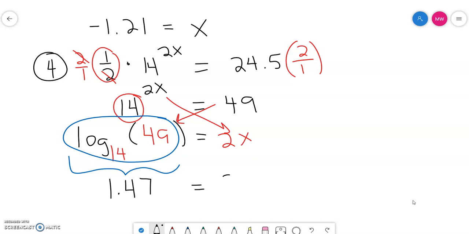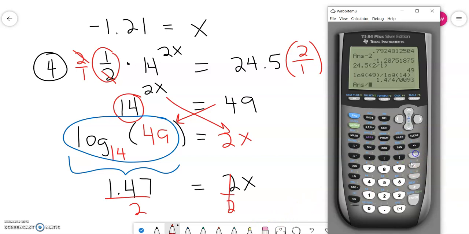So I've got 1.47 equals 2x. And then, of course, to get x by itself, I'm going to divide both sides by 2. So divide that answer by 2. We end up with 0.74 because we're supposed to round to 2 decimal places. So my final answer, x equals 0.74.